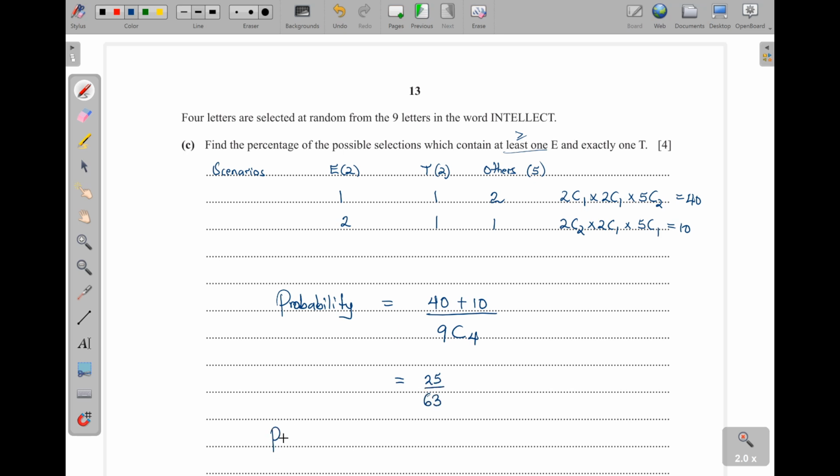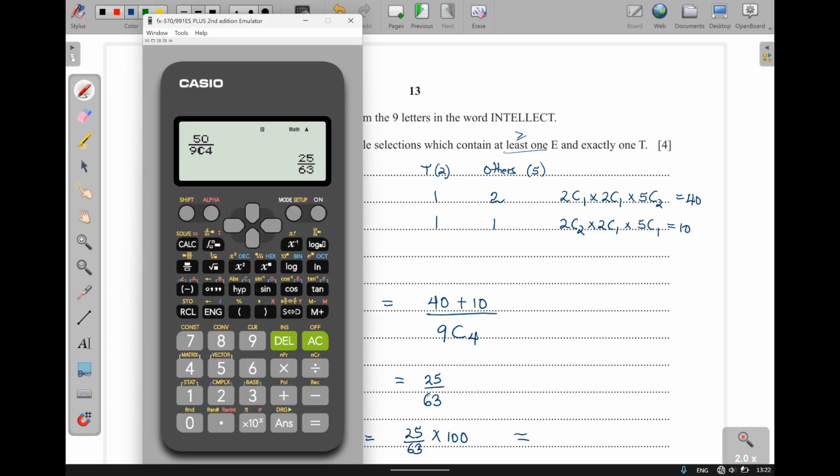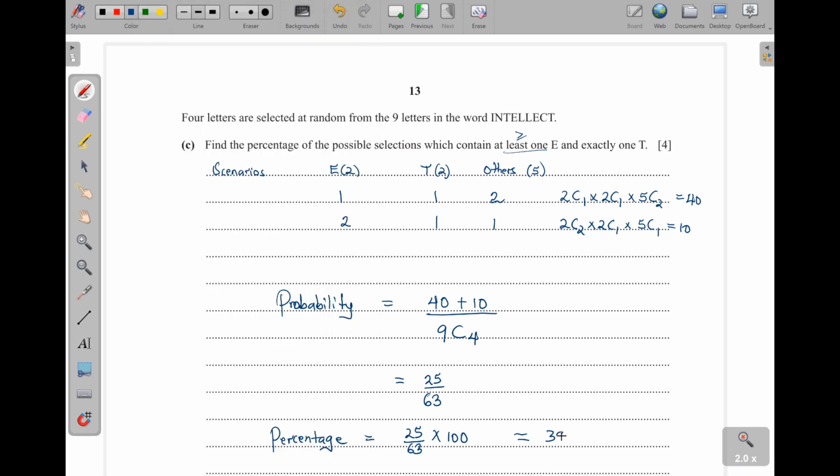But they asked for the percentage. So therefore, the percentage is going to be this probability I've gotten, then times 100. And to 3 significant figures, what do we get? I will just come back to this times 100. That is 39.7. This is to 3 significant figures.